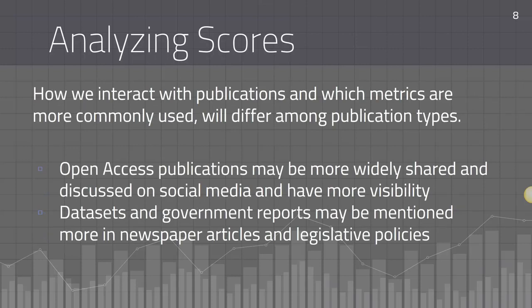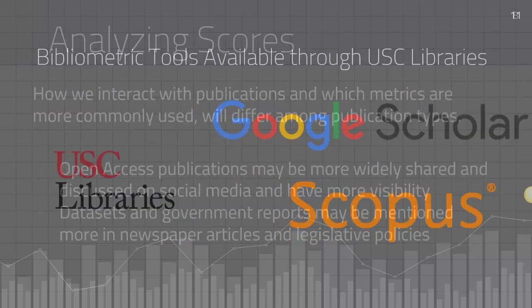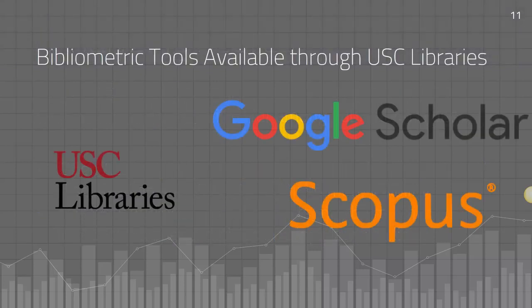How we interact with publications and which metrics are more commonly used will differ among publication types. For example, articles in open access journals might be mentioned more often in social media and shared online, while data sets and government reports may be mentioned more in newspaper articles and legislative policies. In addition to taking into account when an author started publishing, using multiple tools to assess impact is helpful. We'll focus on two tools available through USC libraries, Google Scholar and Scopus.